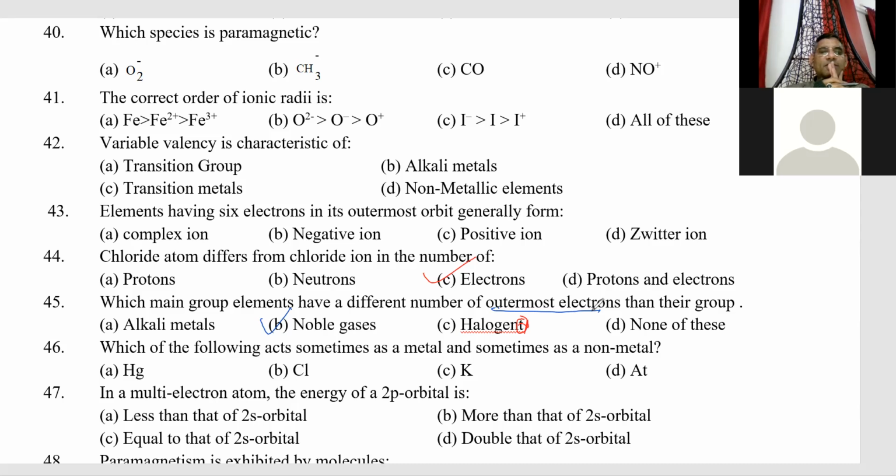Which of the following will act as a metal and sometimes as a non-metal? Mercury, Hg? No, it is always a metal. It is astatine only. Now I'll tell you this point here.